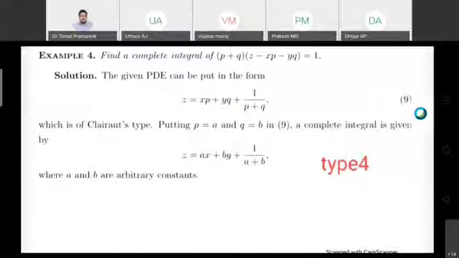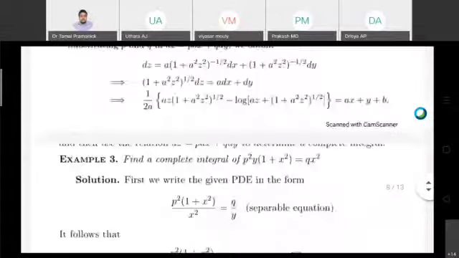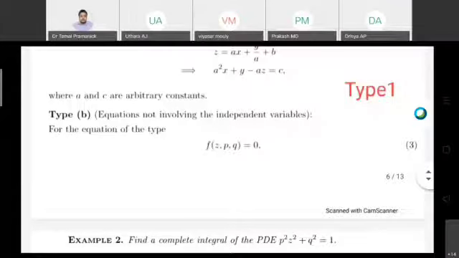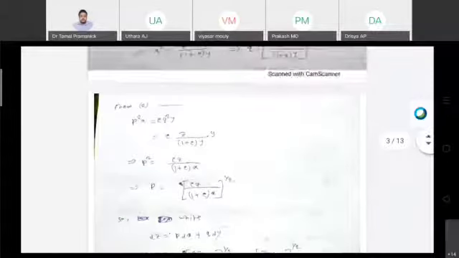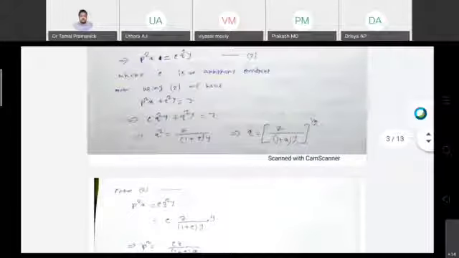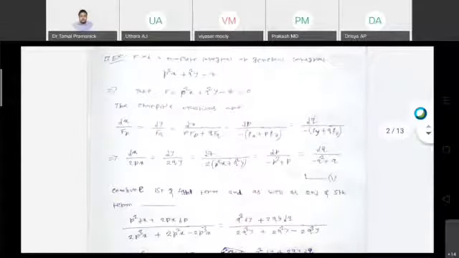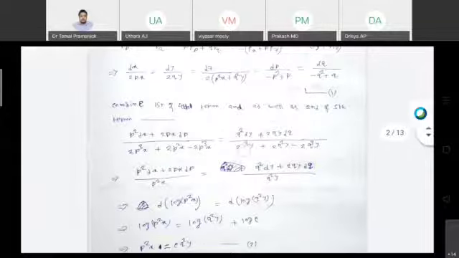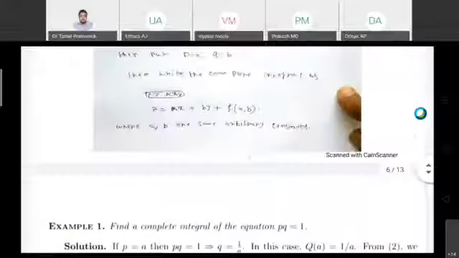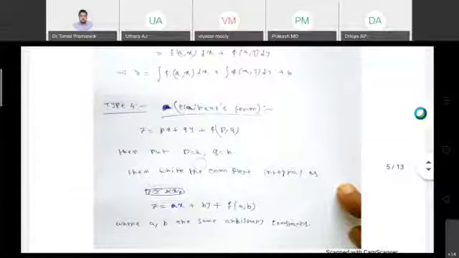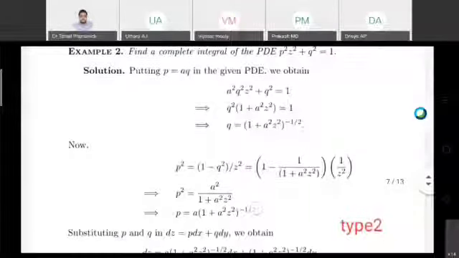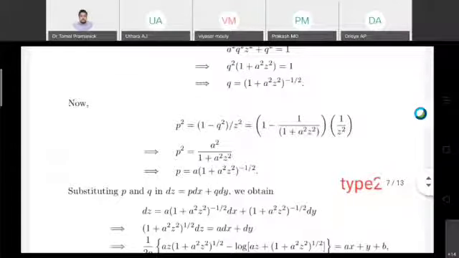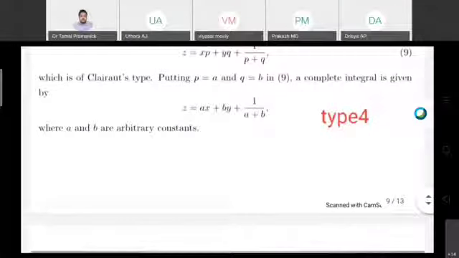So basically all these type 1, type 2, type 3, type 4, you can do by the long way, but it's very much work. The Charpit method basically uses these special forms. So if you can directly identify this form in 1 or 2 lines, you will directly get the solution. That is the purpose, and that's why it is called the special types of Charpit method.